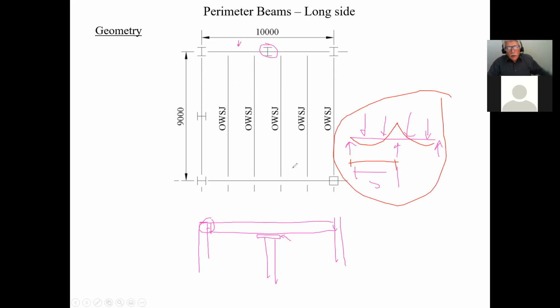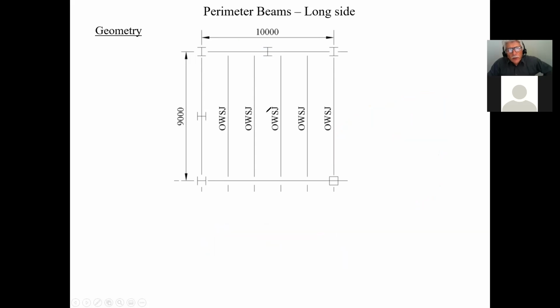So as far as a perimeter beam goes, like I said, you can't do anything in real life unless you look at your geometry. So for the long side, I break this down into two, okay, I call them perimeter beams long side. In other words, the long plan dimension, and then the short one. So you know which ones I'm referring to.